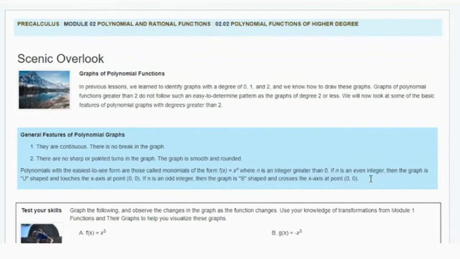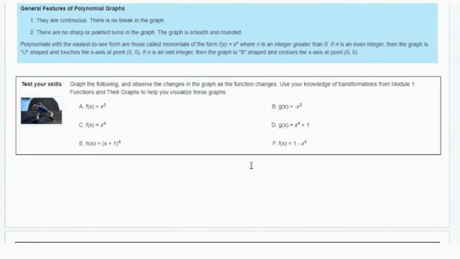If n is even, it makes a U shape and touches the axis at 0, 0. If there's no other things, if it's just like x to the fourth, x to the 10th. If it's odd, it has an S shape. So let's look at some of these. X to the third, x to the fourth.